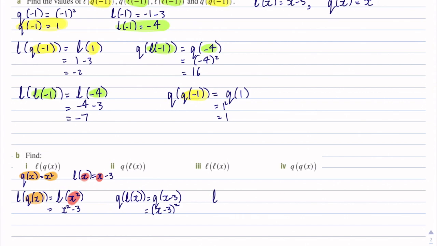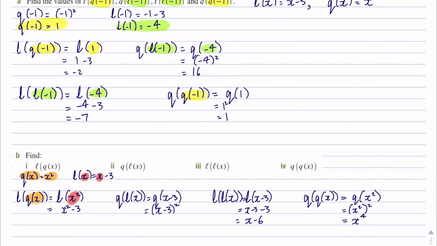If I want L of L of x, then that's the same as L of x take 3. And that's the same as x take 3 take 3, which is x take 6. And if I would like Q of Q of x, then that's the same as Q of x squared. So I've got x squared squared, so I've got x to the 4.